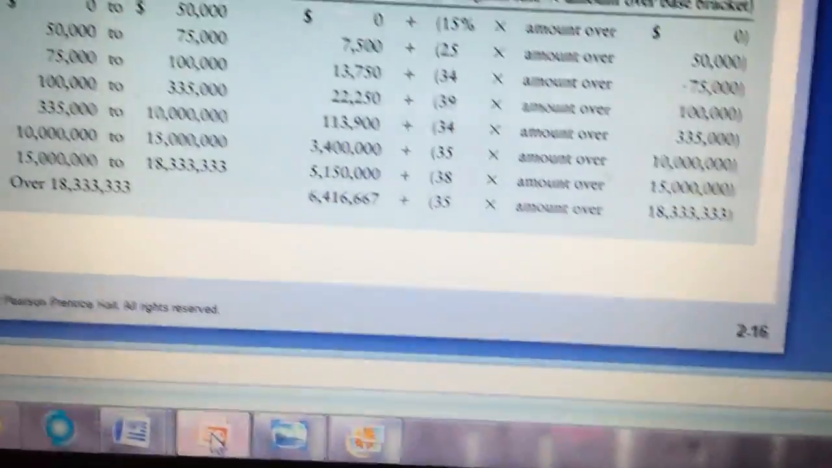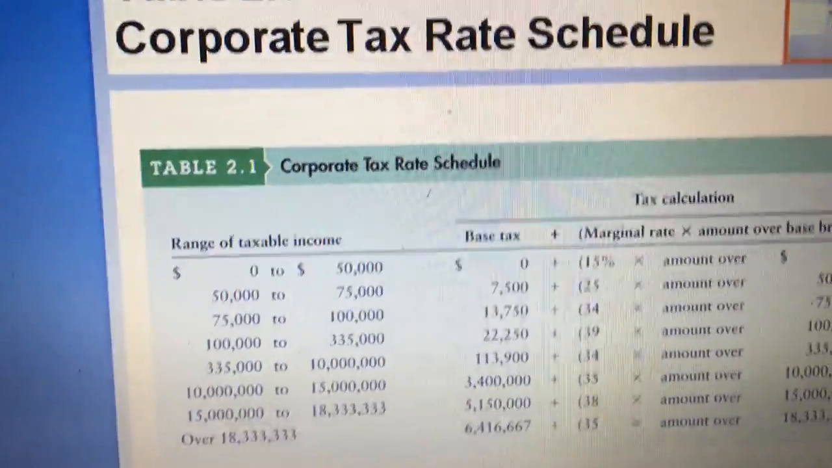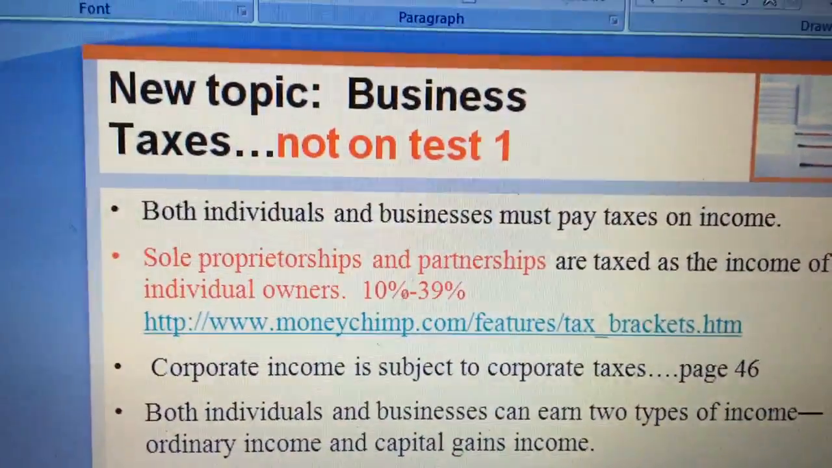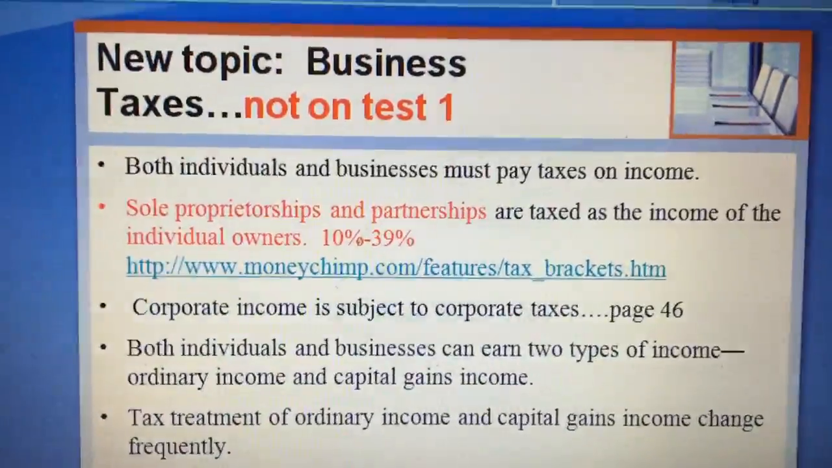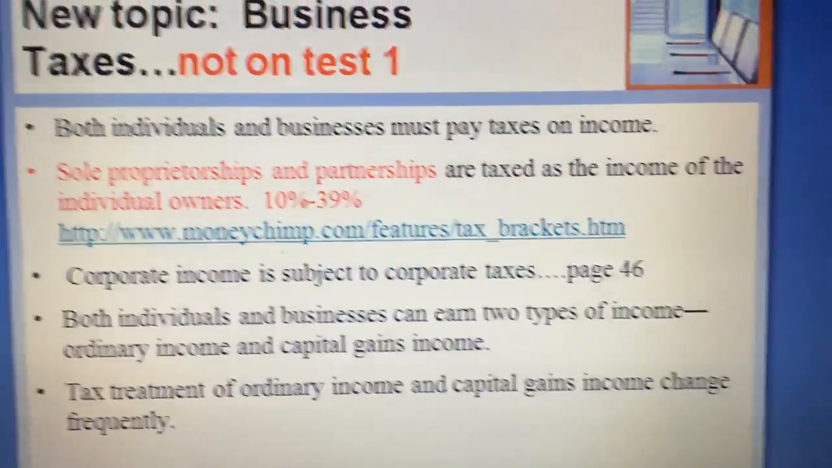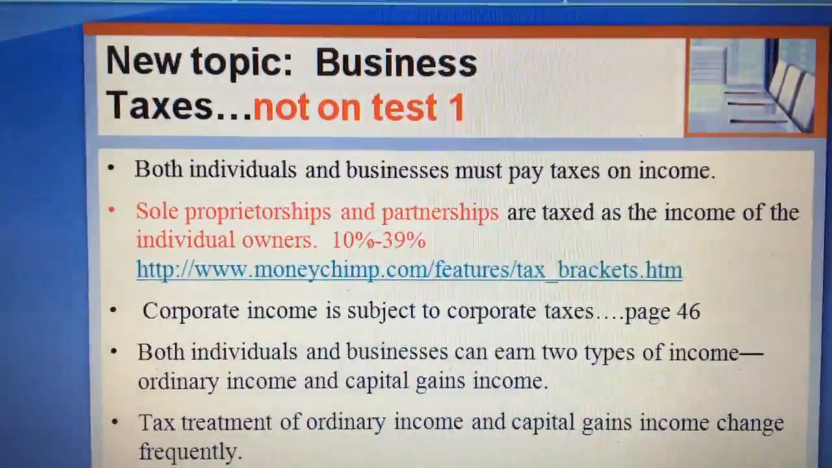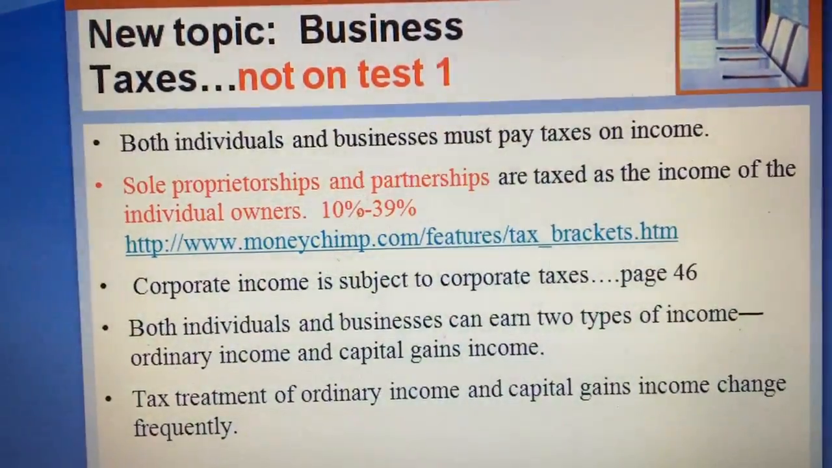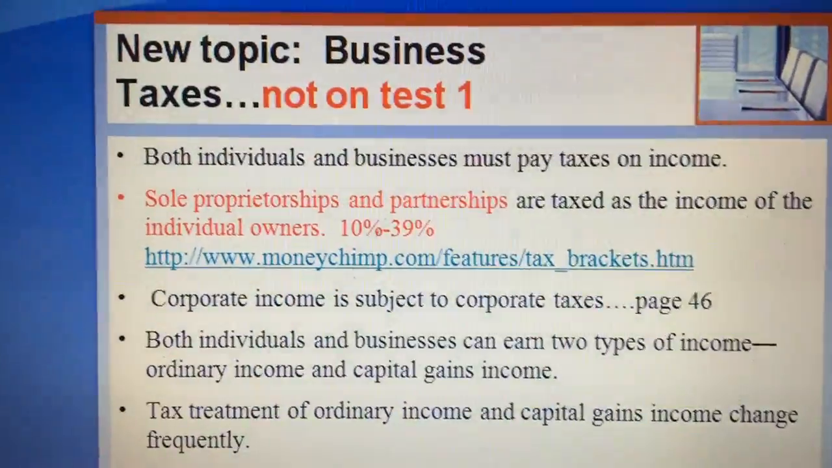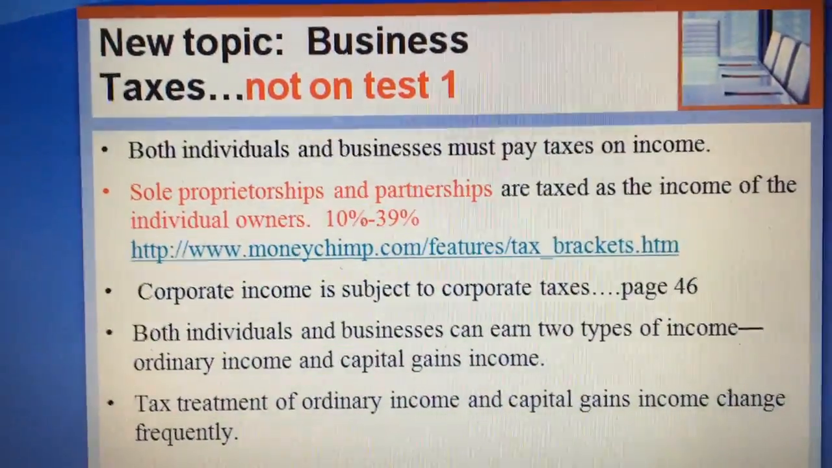Pull that up. I've already pulled it up on my screen. Okay, and the material does begin, it looks like on slide 15. It may be 16 on yours, no, it's 15. Okay, we didn't have this on the test, but I want to start it today, and it'll be on test 2. All businesses have to pay taxes, okay?